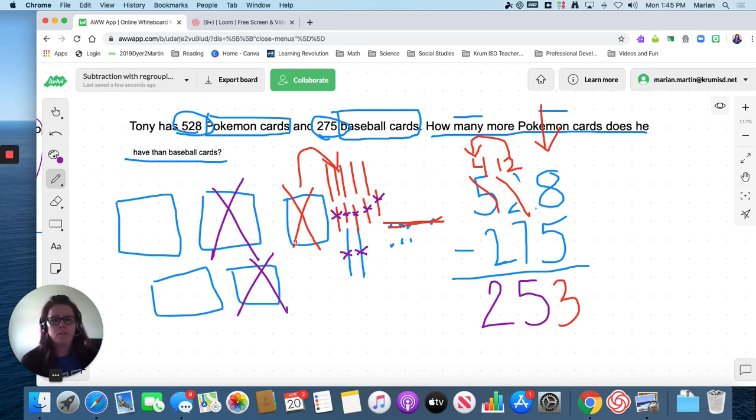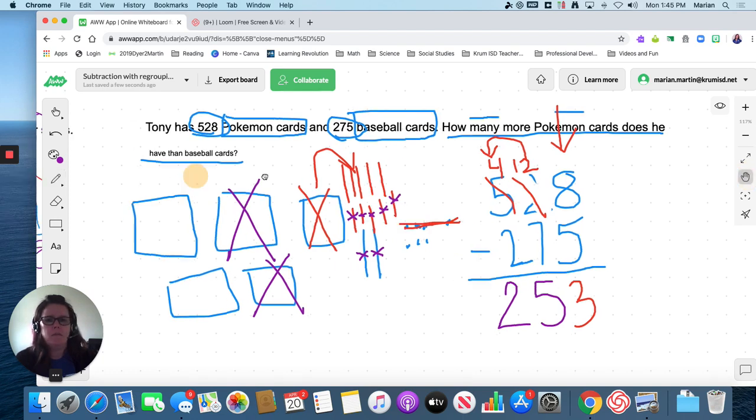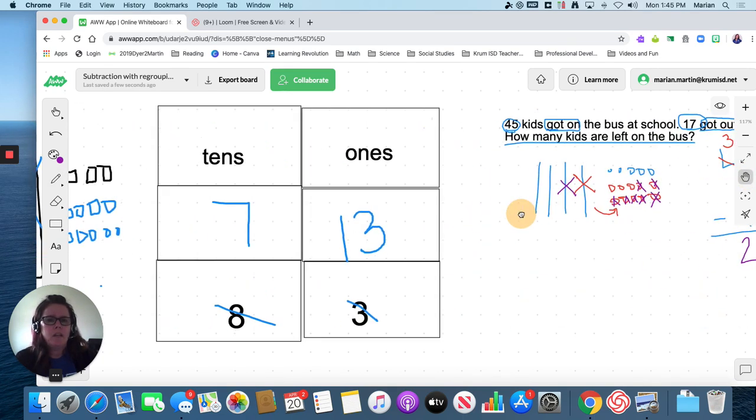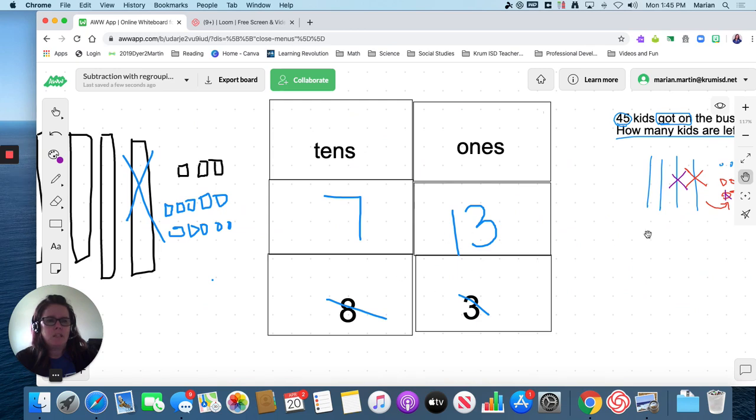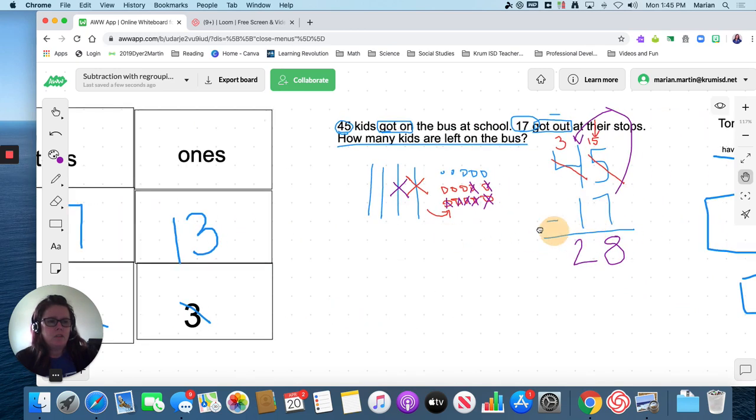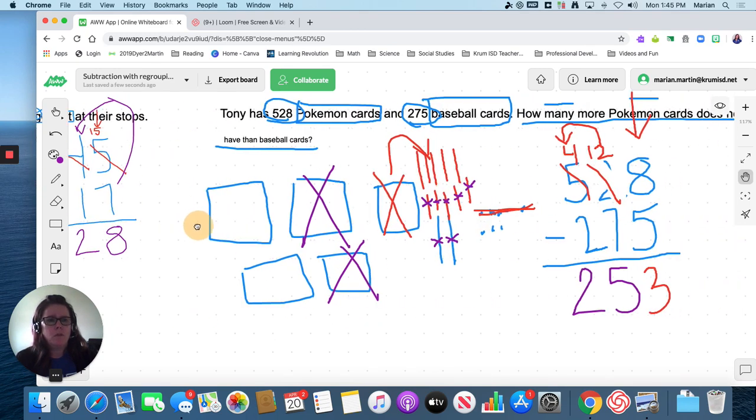One of your assignments this week is just doing the regrouping like we did on the first page at the very beginning. So this right here. So one of your assignments is just practicing this. And then the rest of your assignments, I believe, are all some subtraction problems with regrouping.